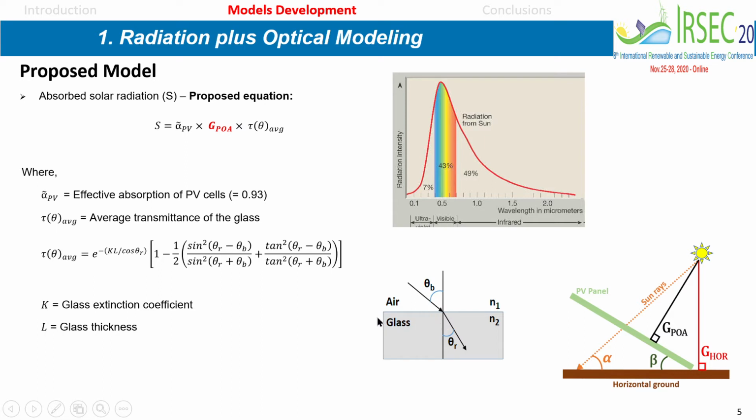So this is a model that accounts for the global radiation throughout all the wavelengths, and this is different from certainly many models that exist in the literature.